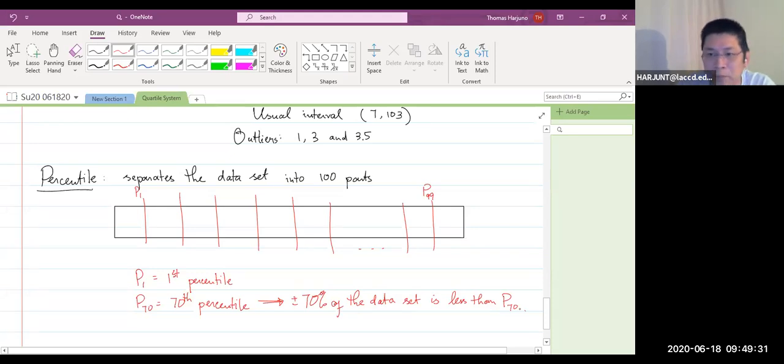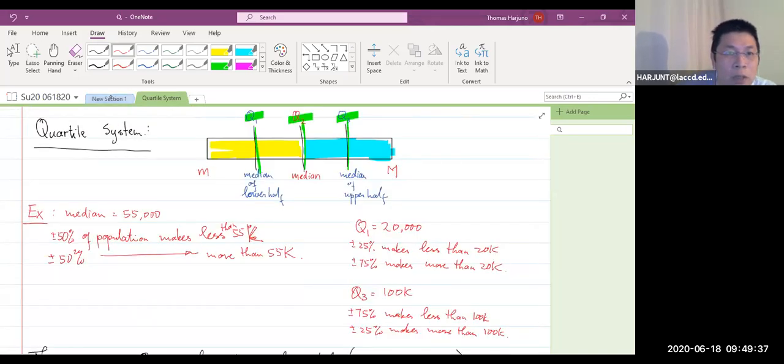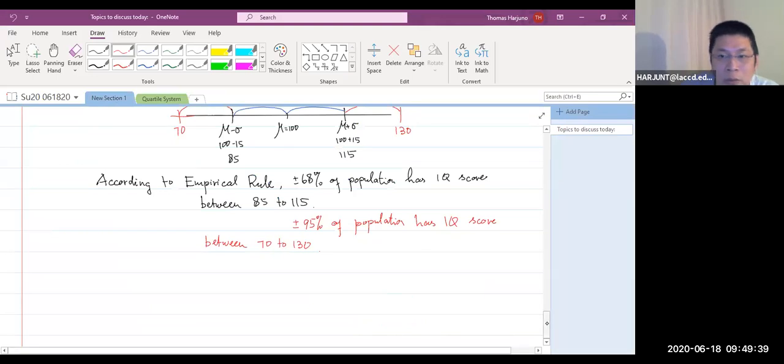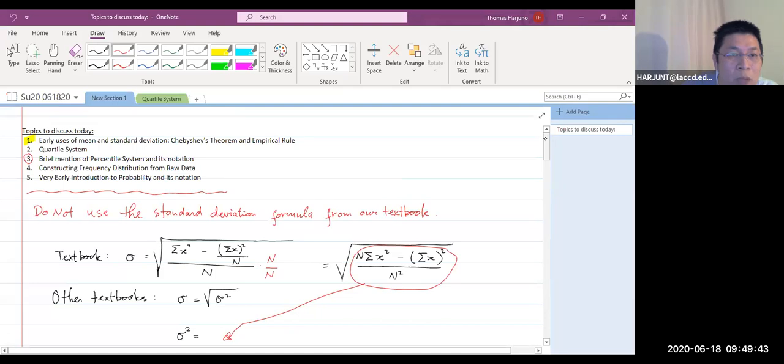Now I have approximately 15 minutes left, but what else do I need to cover? I need to teach you to construct a frequency distribution from raw data. So I won't be able to do the last one here.